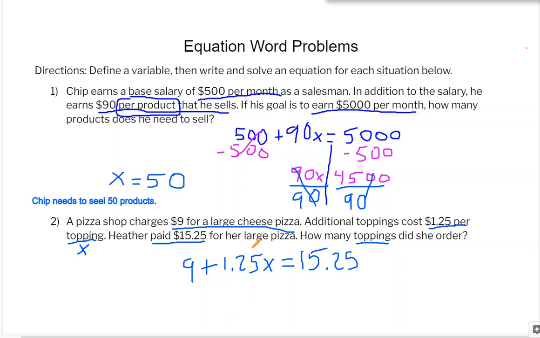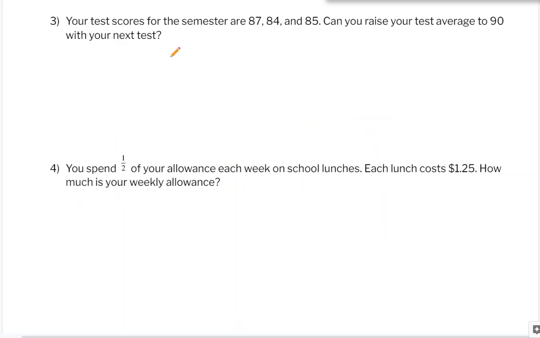Okay, so go ahead and solve that one, and when you're done, go to the next. All right, number 3, it says your test scores for this semester are 87, 84, and 85. Can you raise your test average to a 90 with your next test? Ooh, okay, so grade averages.